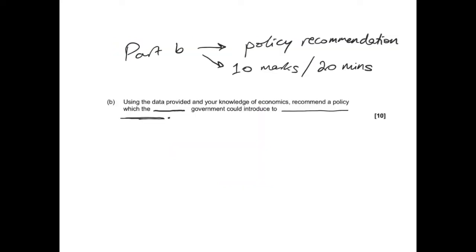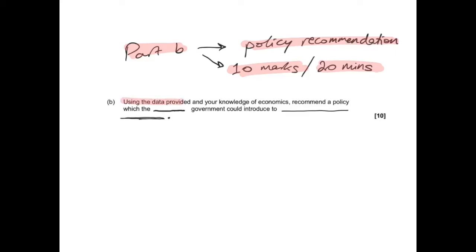Now, part B is where things get really interesting. This is actually the part of paper 3 that I like the most. So part B is a policy recommendation. As I said, this is worth 10 marks alone. It's an essay, an extended response, and you should spend about 20 minutes responding to part B. It will look something like this.